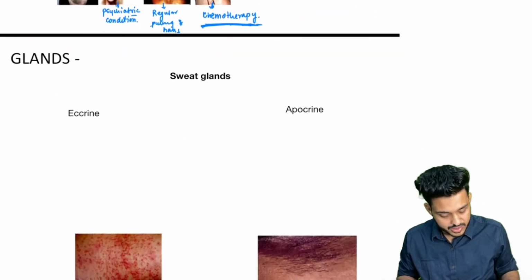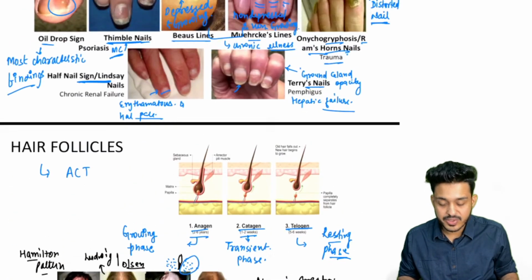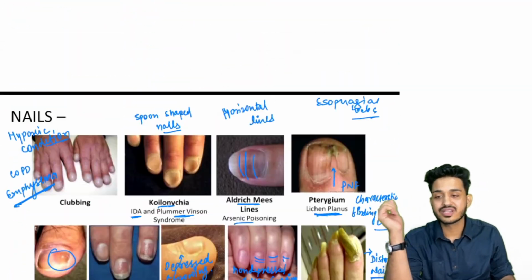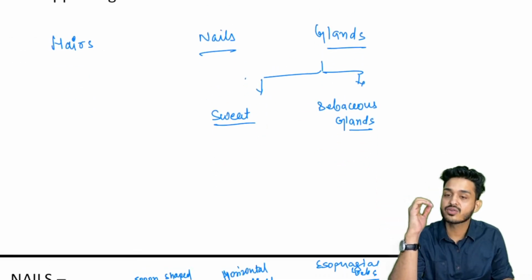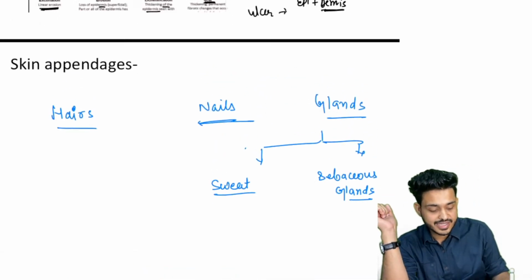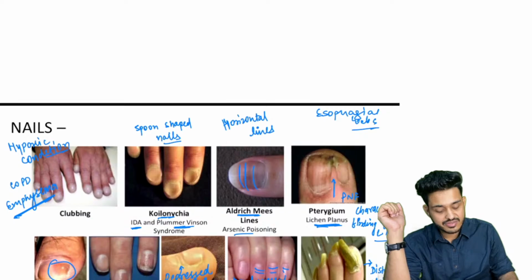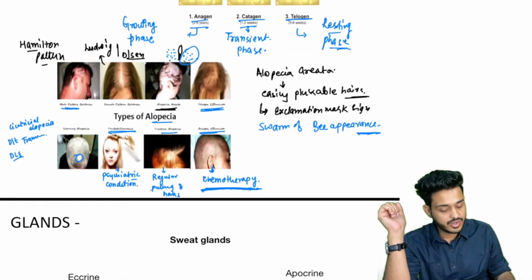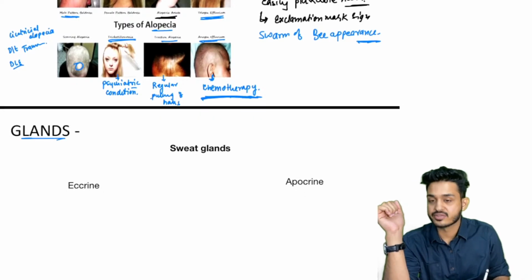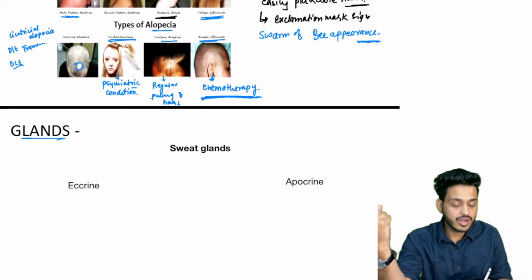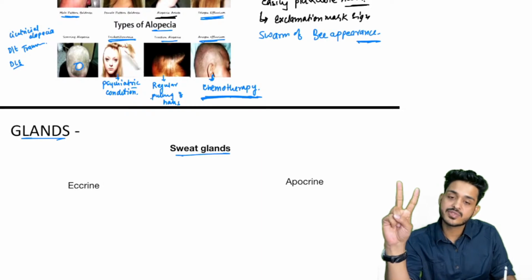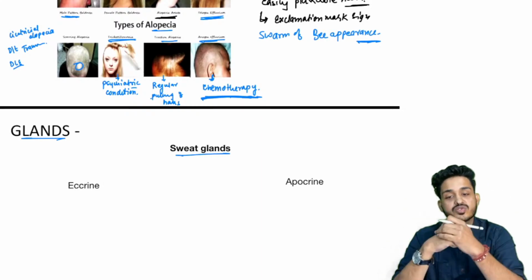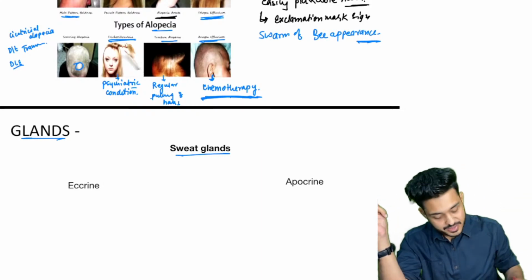Now let's talk about the glands. So what all have we seen? We are looking at the integumentary system, as it is called. We are looking at the hairs, nails and glands. We have seen the nail pathology, now we have seen the hair pathology. Now we are moving to glands. We are studying the third system, that is your glands. So we have two types of glands. First one is your sweat gland, second one is your sebaceous gland.